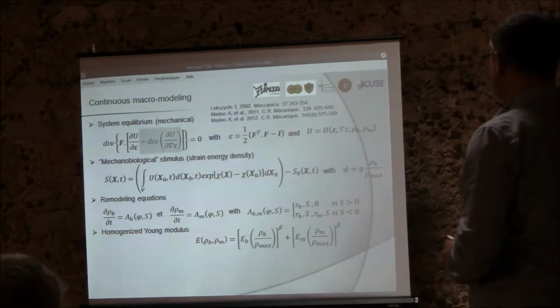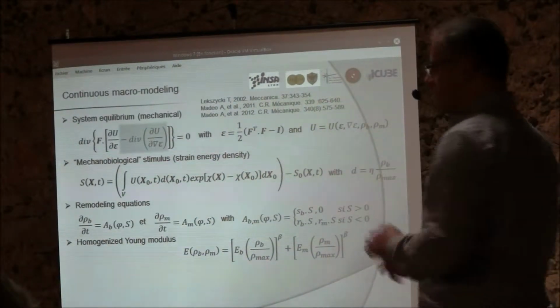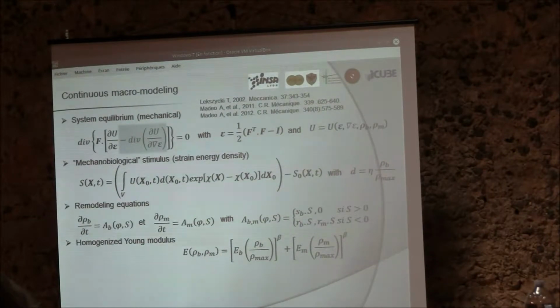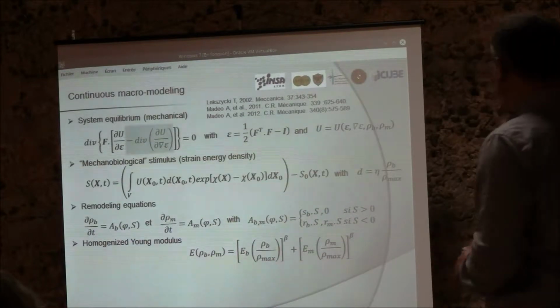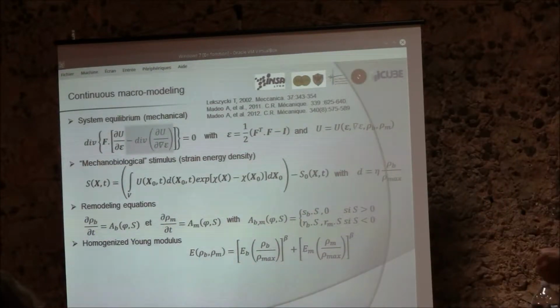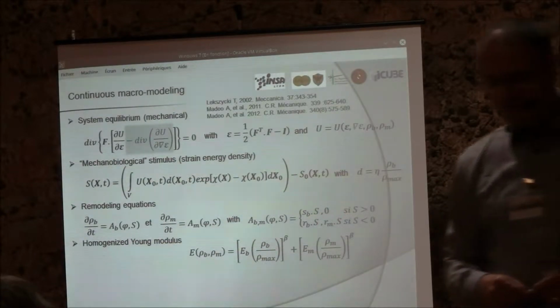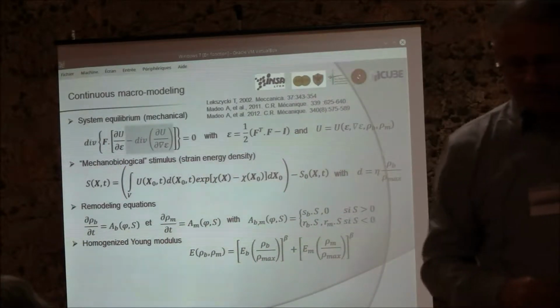We have a mechanical equilibrium, still talking about the structure approach to the bone problem. We have a mechanical equilibrium that's based on strain energy, and then we calculate what we call a mechanobiological stimulus that is based on the strain energy density. And from this stimulus we have bone density evolution, which can be bone or eventually biomaterial if it's integrated, and this bone density will change as a function of the stimulus, which can be either positive or negative.